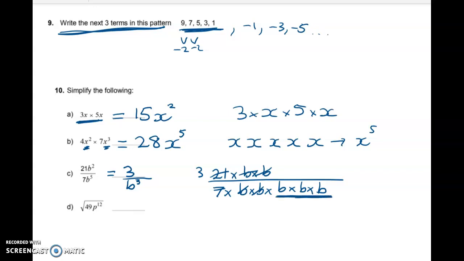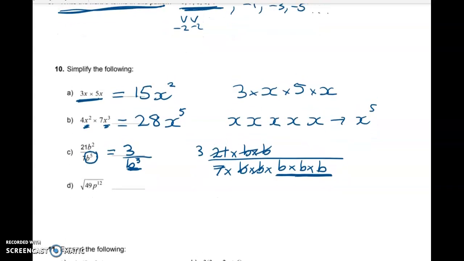Okay, so remember, we think about that as where are the numbers heavier, where are the b's heavier, and they're heavier in the denominator. So that's why we end up with b cubed down here. Now this last one tricks people often, but if you go slowly, it's not that hard.